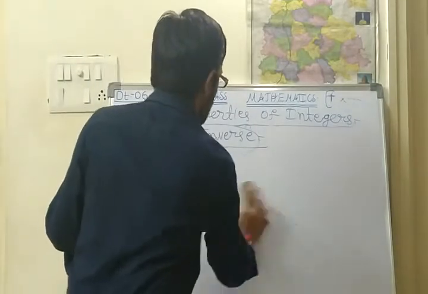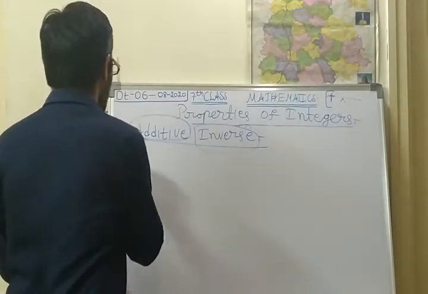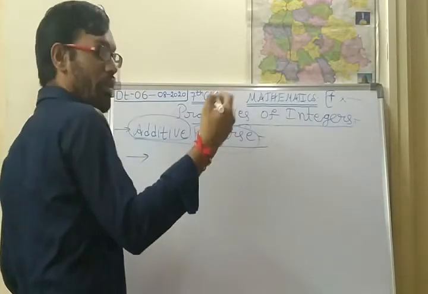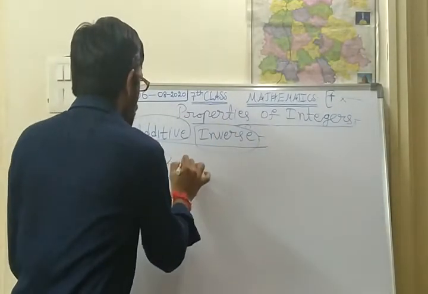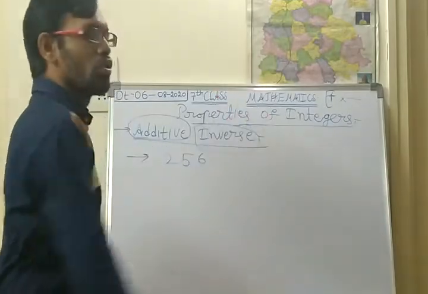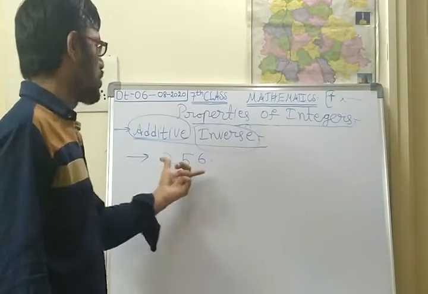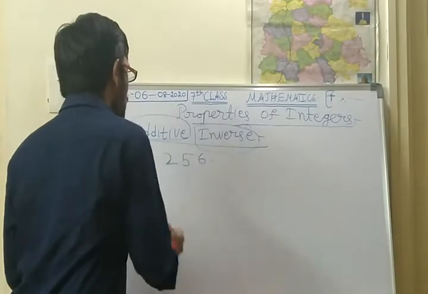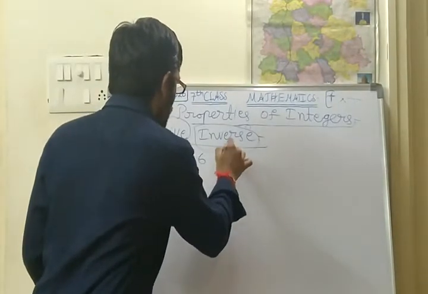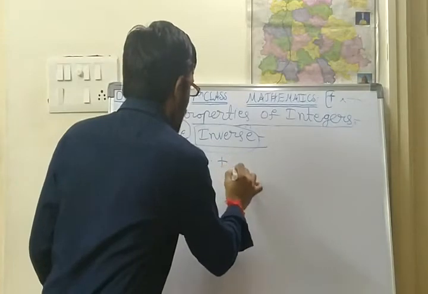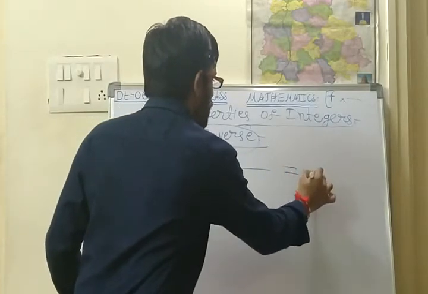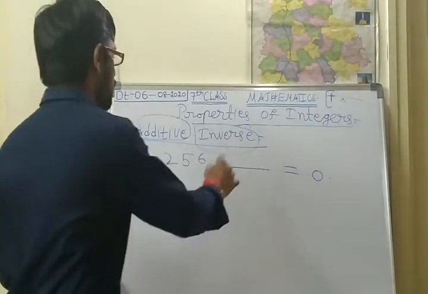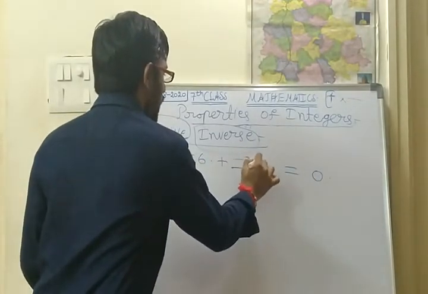Now I am taking one example with a different number, 256. This is a positive number, so for the positive number we have to take the negative number. Plus the negative is equal to 0. The answer should be 0. So when will 0 come? Whenever we take the negative integer.